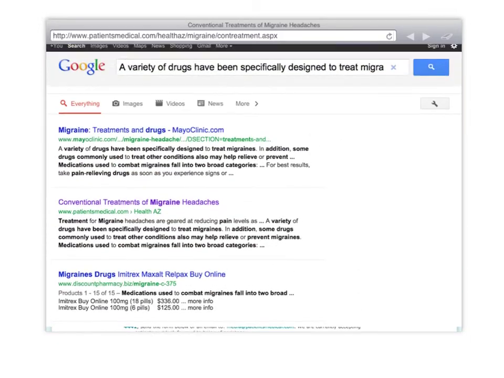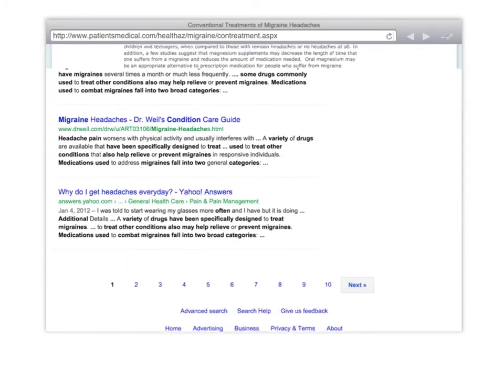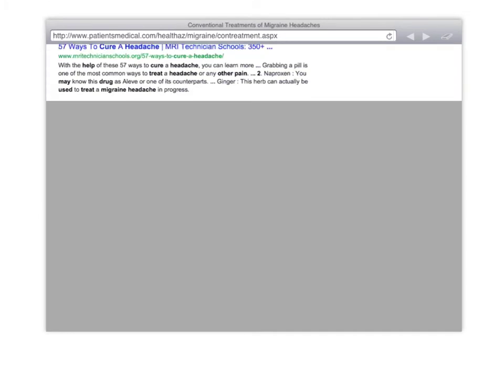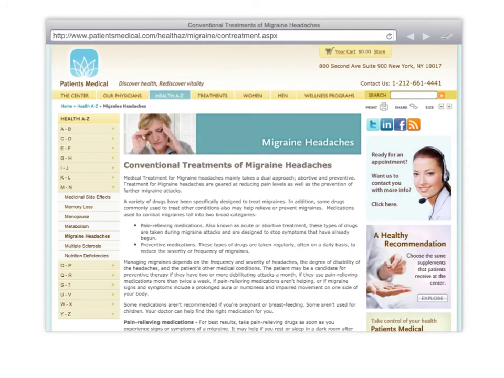This is interesting because this particular doctor's office, Patient's Medical, has plagiarized the definition for migraine headaches from the Mayo Clinic website and is presenting it as if it's their own information. I don't know about you, but I don't think I would want to go to a doctor's office that plagiarizes. So let's look at some other examples of this.